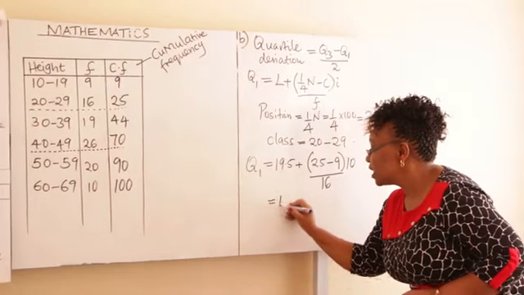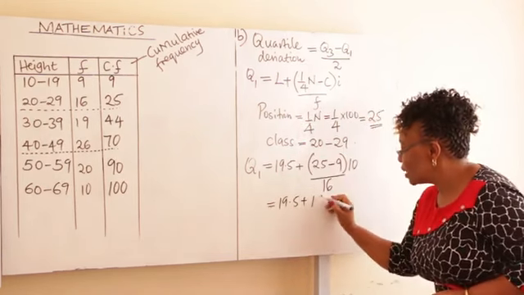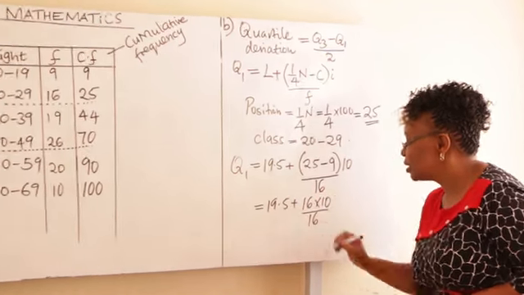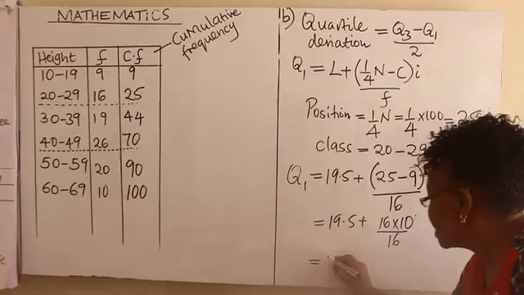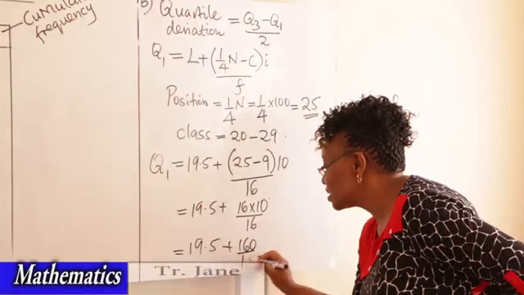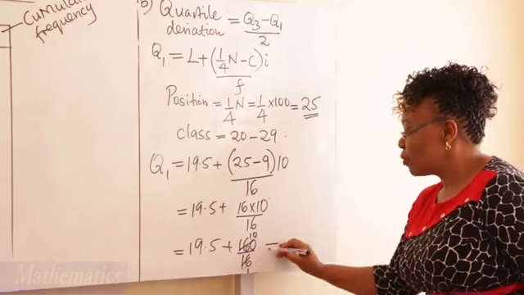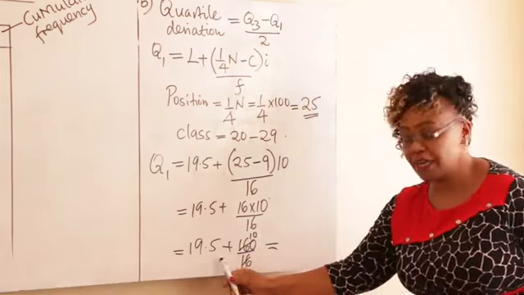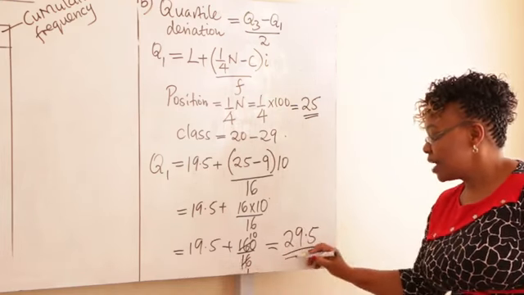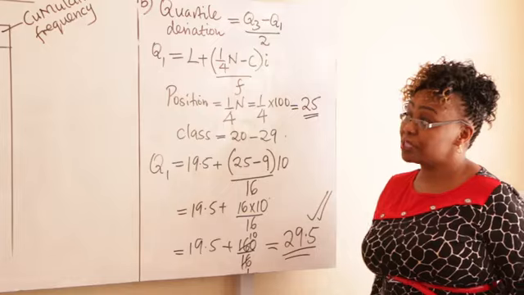So you work out this: 19.5 plus, 25 minus 9 gives you 16, times 10, divided by 16. And therefore this gives us 19.5 plus 160 over 16. You can work this out. This gives you 10. So 19.5 plus 10 will give us 29.5. And therefore that is your Q1, that is your lower quartile.